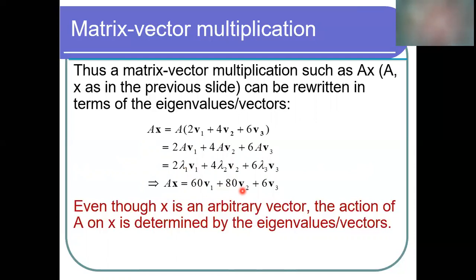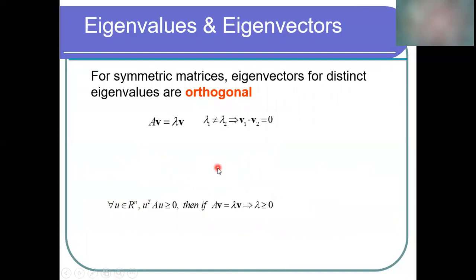You can say that even though x is an arbitrary vector, the action of A on x is determined by the eigenvalues and eigenvectors. Say you have any linear combination of possible eigenvectors. If you operate A on x, you can just calculate the action of A on x. X is any arbitrary vector which is a linear combination of the eigenvectors of this matrix A. In that case, you can say we can find the other matrix which lies in a space with the help of eigenvalues and eigenvectors.